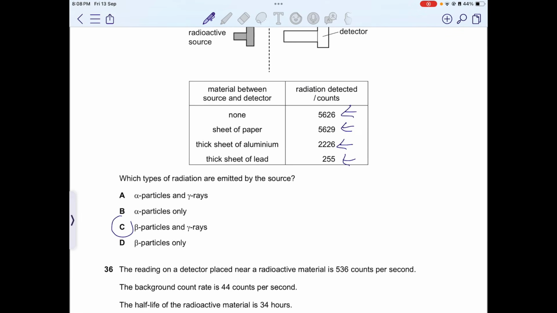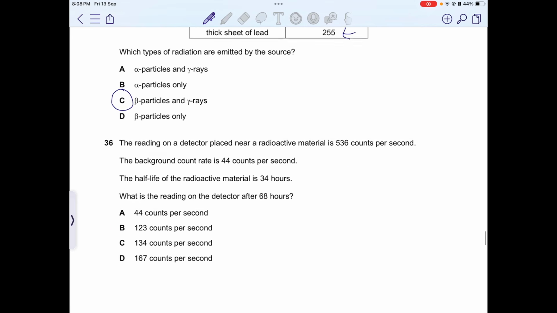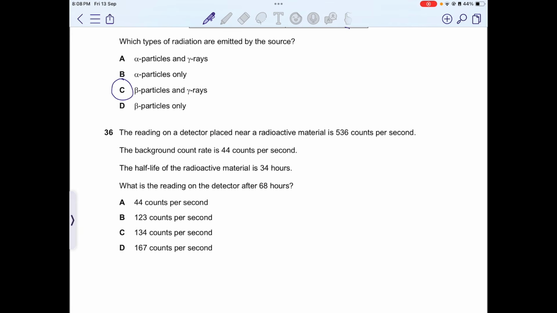Beta and gamma. The aluminium stops the beta particles, which is a significant decrease, and the lead stops the gamma. Then it says the reading on the detector placed at a radioactive source is 536 counts per minute. The background radiation count rate is 44 counts per minute. So the reading on the meter is 536, and the background is 44. The half-life is 34 hours. What is the reading after 68 hours?